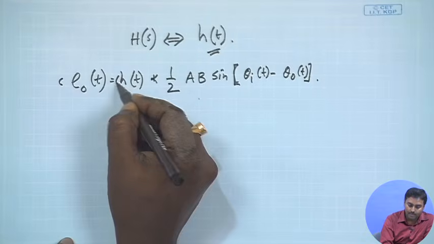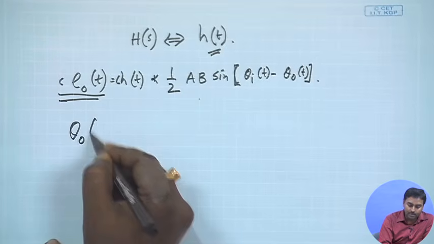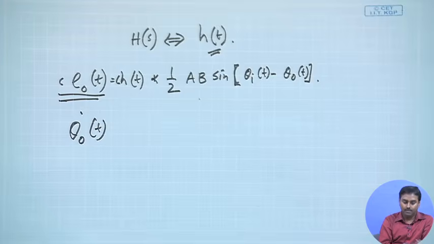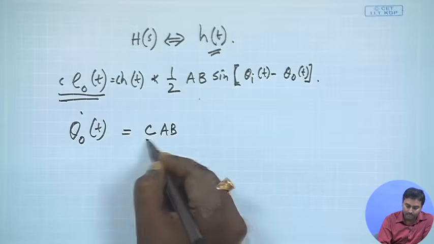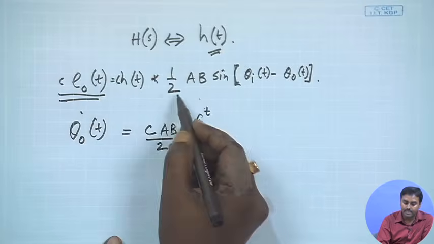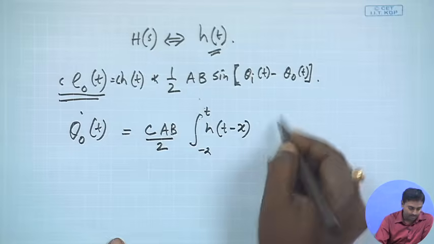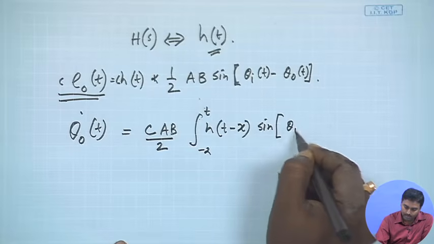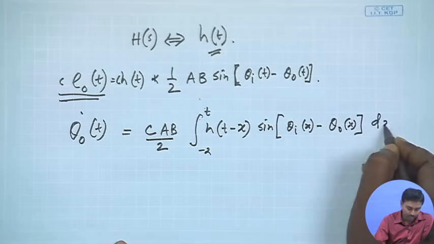I can multiply this by c. What was c e0(t)? That was actually the differentiation of theta o t. So I get this equation, where of course a b half comes out, and the integration from minus infinity to t. I am just writing h(t) convolved with this, so that should be h(t minus x) sin(theta I x minus theta o x). So I have just put the convolution.